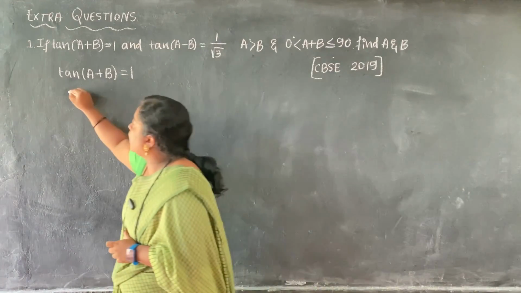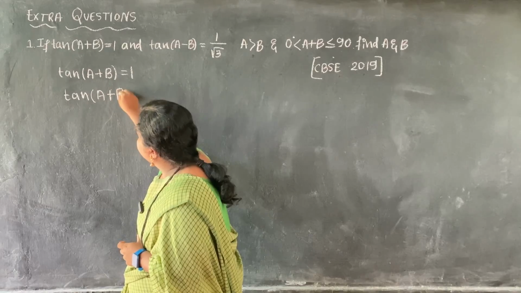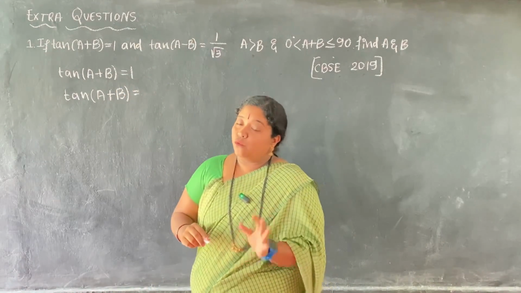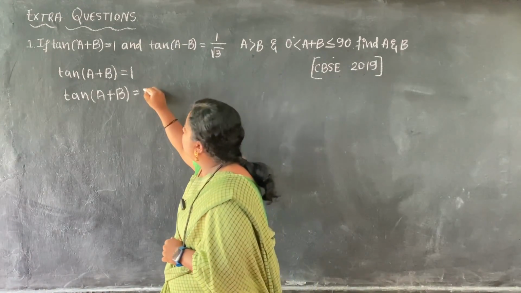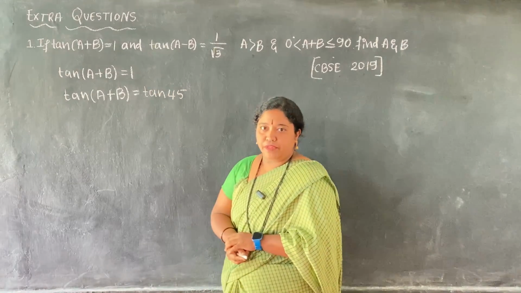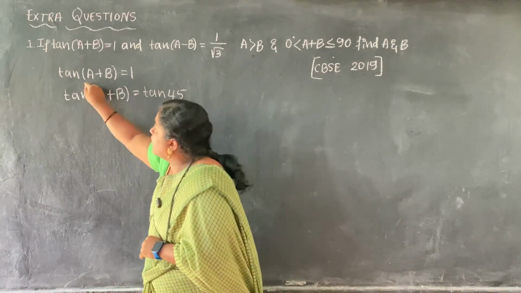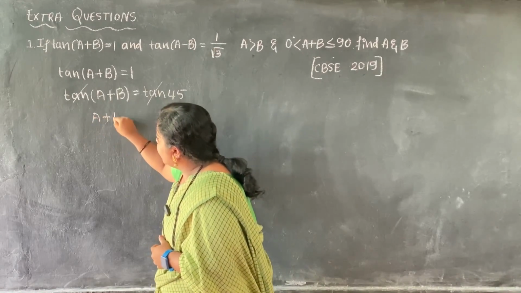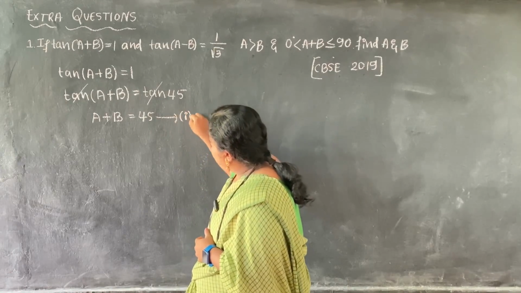And you know how I can write it. See, tan of (a plus b) is equal to, how can I write 1 in the form of tan? We know that tan 45 is equal to 1. So 1 I will write as tan 45. Now both sides we have tan, so I can cancel the tan. What am I left with? I am left with a plus b is equal to 45. Let it be equation number 1.